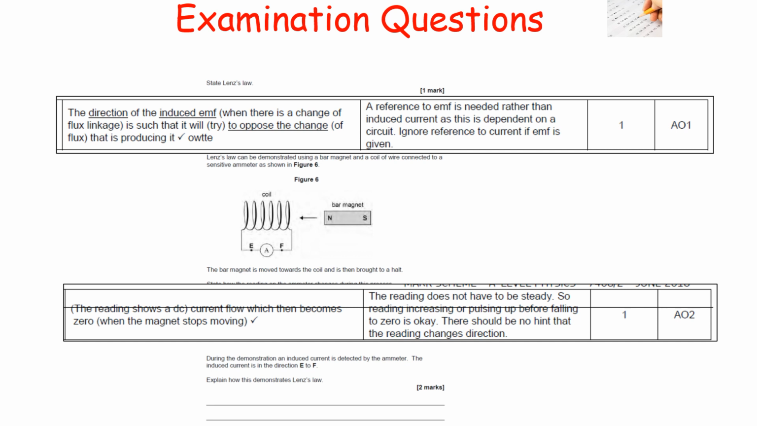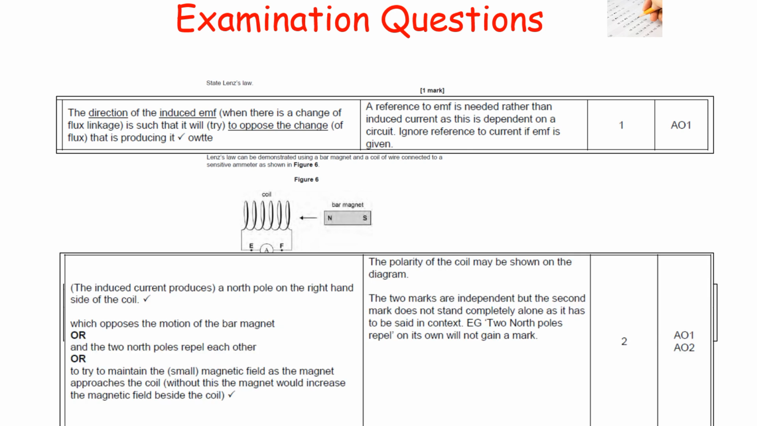Now it says during the demonstration, the induced current is detected by the ammeter, and the induced current is in the direction E to F. Explain how this demonstrates Lenz's law. Well, if you think about it, the induced current is going to produce a north pole on the right hand side of the coil, which is going to oppose the motion of the magnet, and you'll get that repulsive effect. Now this is important because it tries to maintain a small magnetic field as the magnet approaches the coil, so it indicates the idea of Lenz's law.